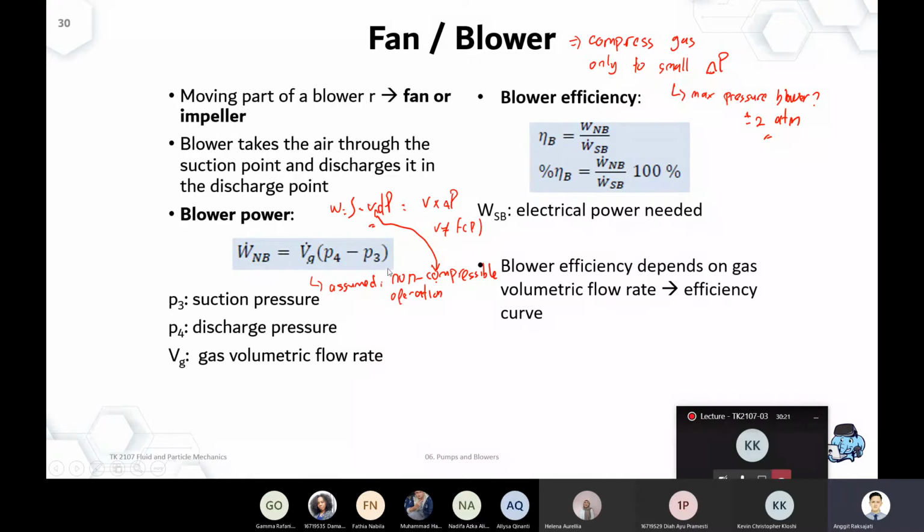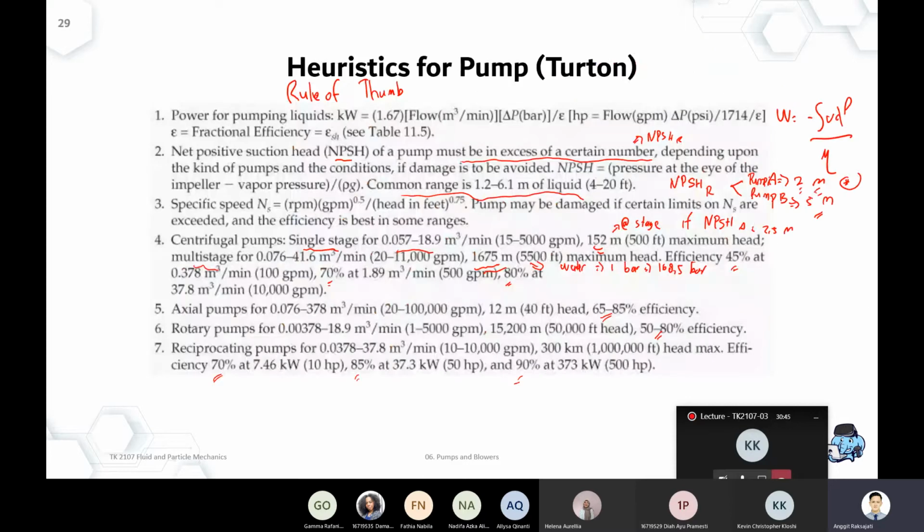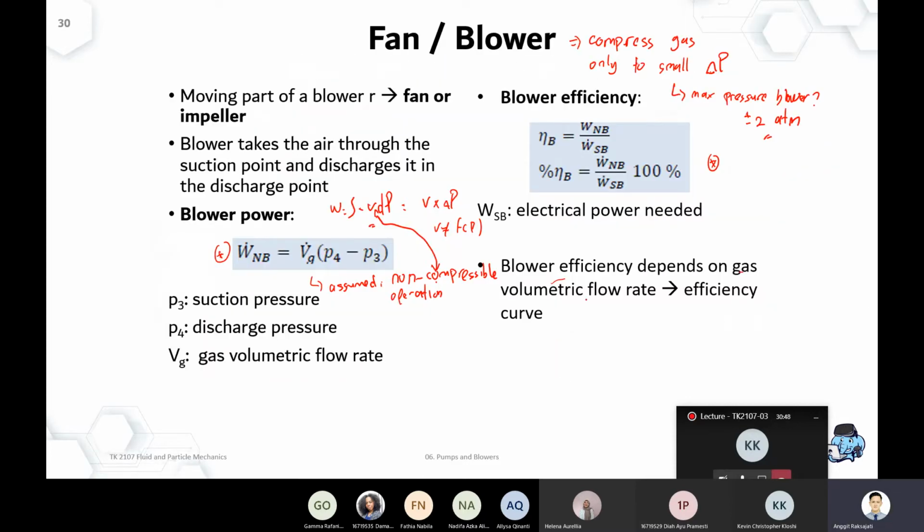Okay, so I guess I don't have to talk too much about this part because this is very similar to the pump calculation. In terms of this efficiency, again, it's the same. The efficiency would accommodate the friction, the energy loss, the heat loss because of the compression part. And again, the blower efficiency depends on the gas volumetric flow rate. So there will be some efficiency curve, just as we can get those numbers from the centrifugal pump curve. Okay.